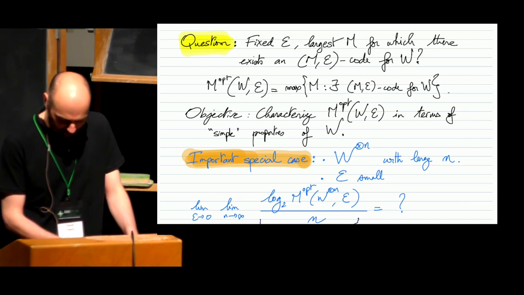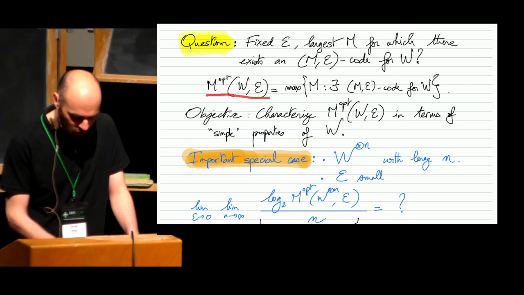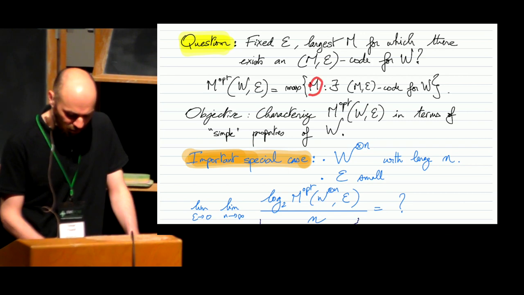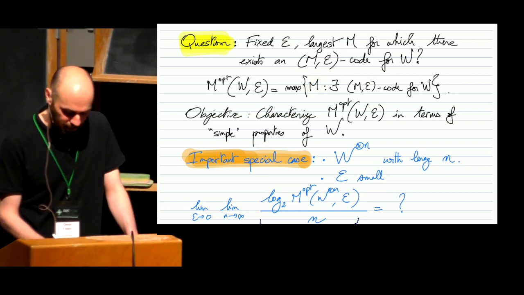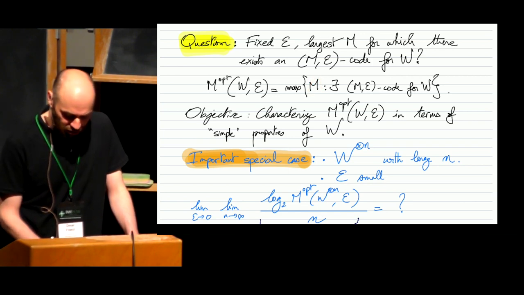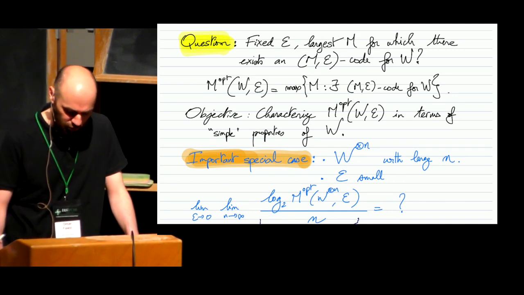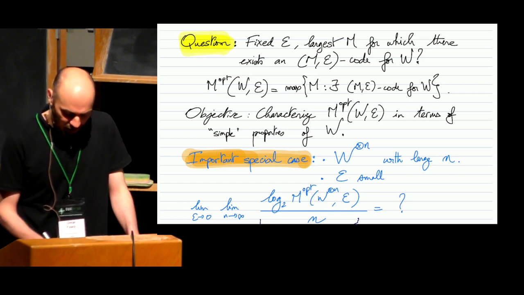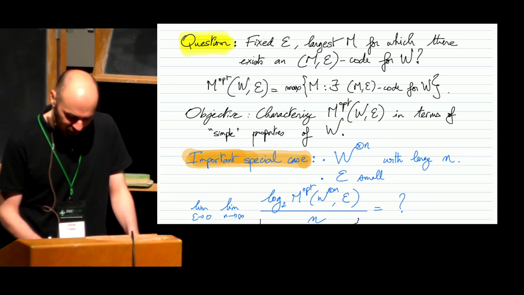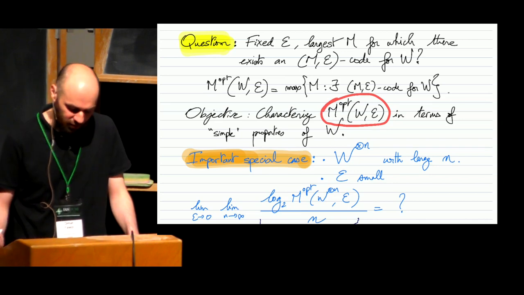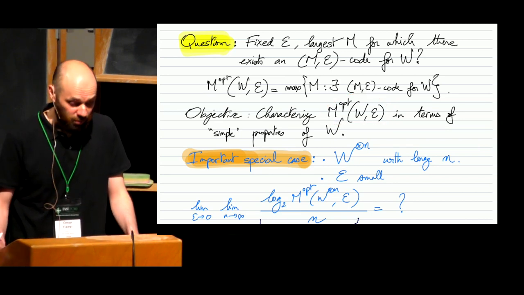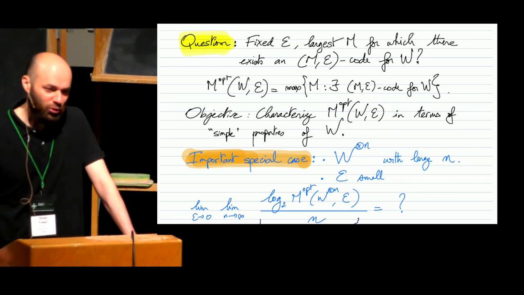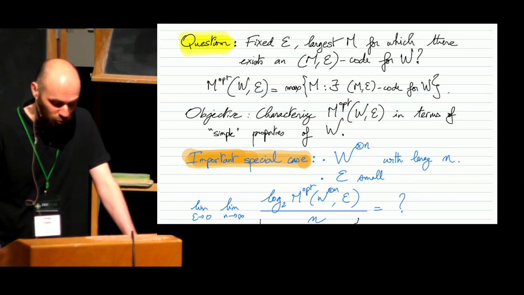If we want to put a name to this, I can call it M opt of a channel W with an error epsilon. This is the maximum over all M for which there exists an M, epsilon code for this channel. My objective here, and the objective of Shannon's theorem that we'll see, is to characterize this quantity M opt of W, epsilon as a function of some relatively simple entropic properties of W.